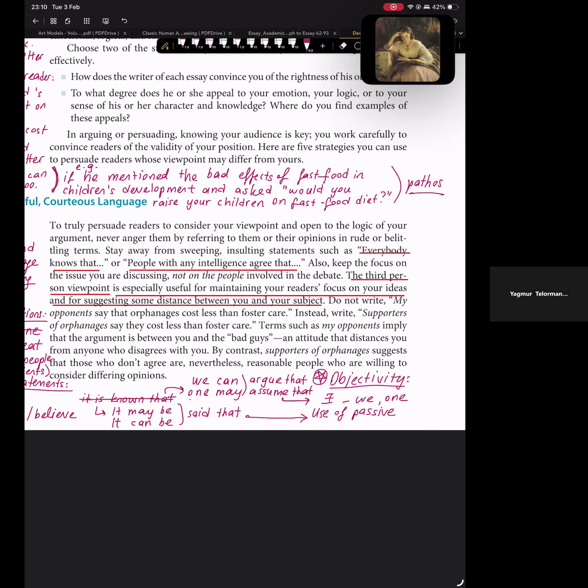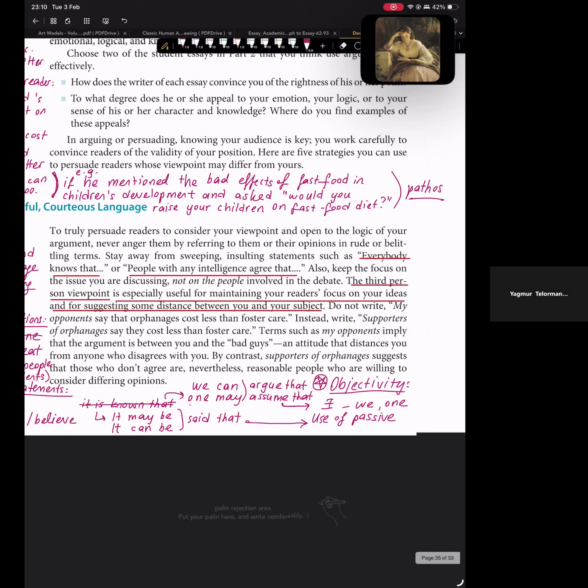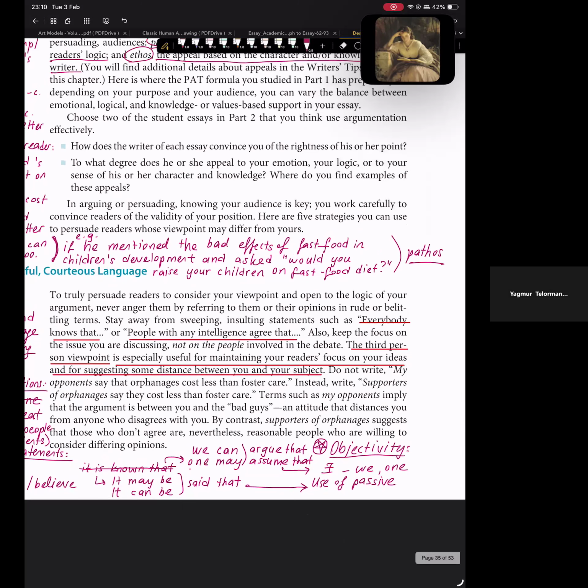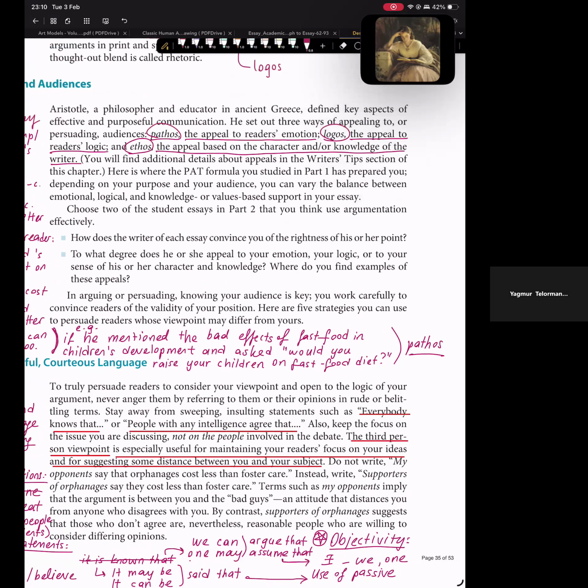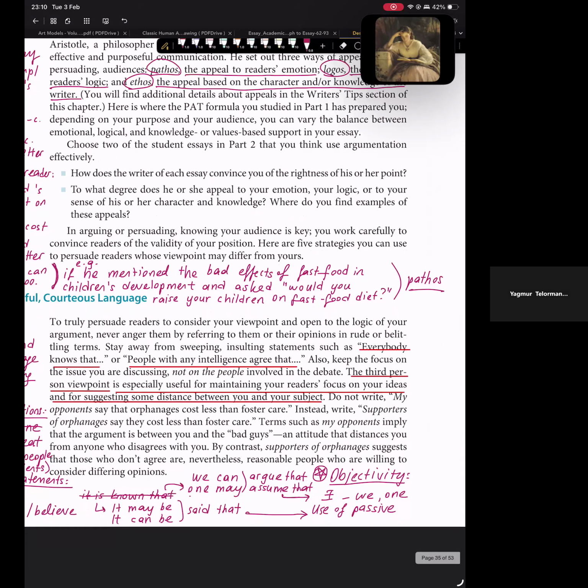And the third person viewpoint is especially useful for maintaining your reader's focus on your ideas and for suggesting some distance between you and your subject. So subjectivity comes from the word subject. So you shouldn't write about your own subject, all right? You should be objective. You should drive the attention onto the object itself, the ideas, okay, your ideas and the opinion that you are defending, all right? The focus should be on that. That's why we need to use we as a pronoun, or one, the indefinite pronoun, or the passive voice.